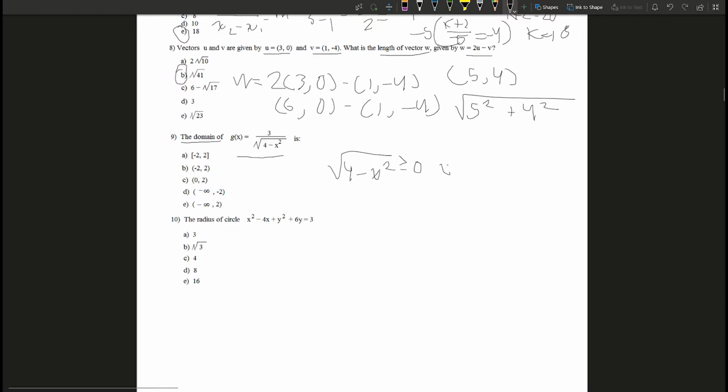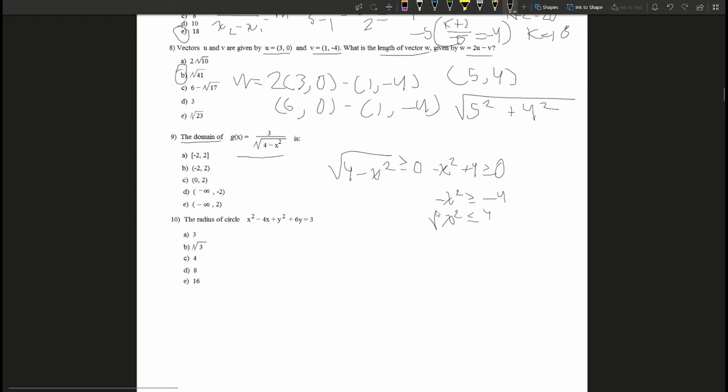So negative x squared plus 4 has to be greater than or equal to 0. I just squared both sides. X squared has to be greater than or equal to negative 4. Sorry, this is a negative x squared. So then we're going to divide both sides by negative 1. X squared has to be less than or equal to 4.